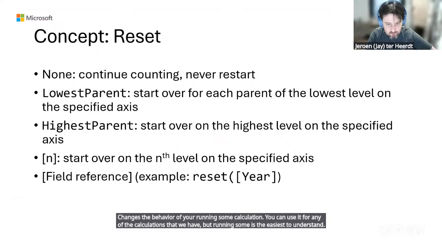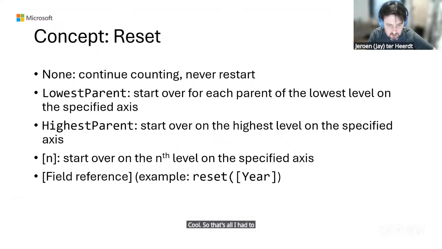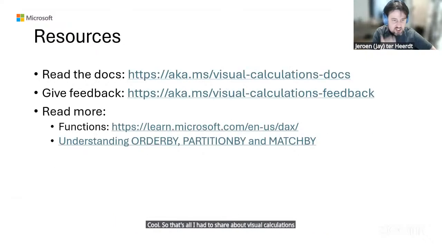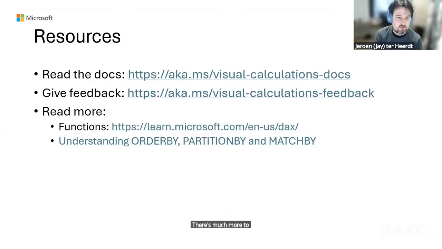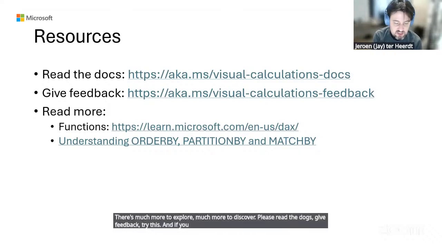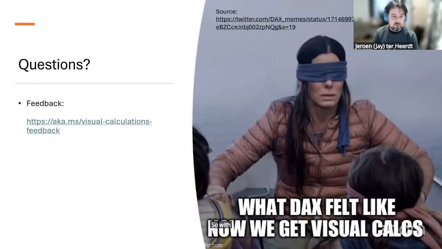Cool. So that's all I had to share about visual calculations. Before I open it up for questions, there's much more to explore, much more to discover. Please read the docs, give feedback, try this, and if you want to learn more about the functions that I showed you, there's lots of information on our Learn page for the DAX documentation. There's a specific article about order by, partition by, and match by. So with that, thank you, and if you have any questions, please let me know.